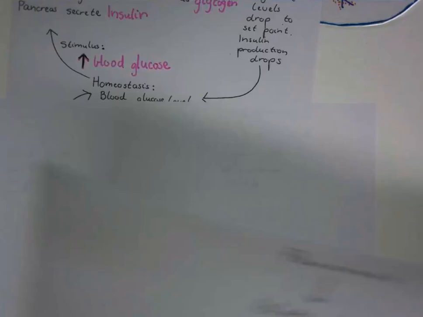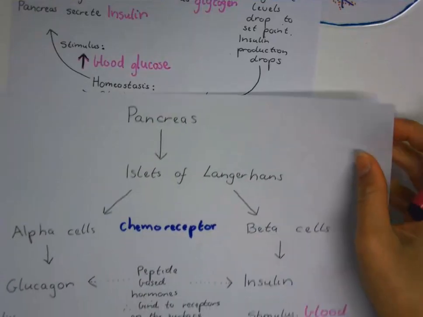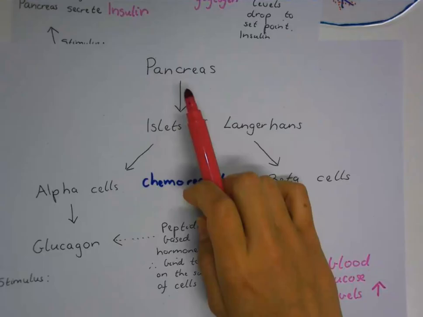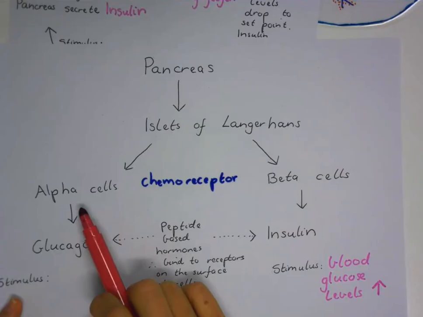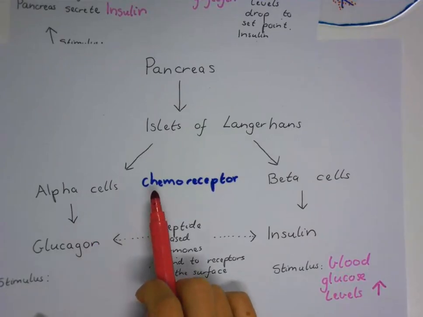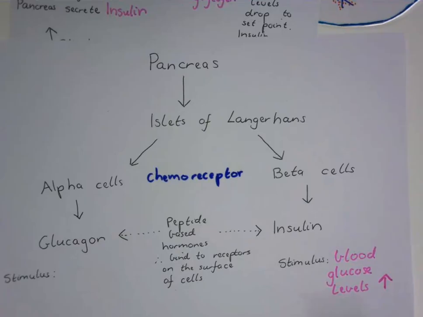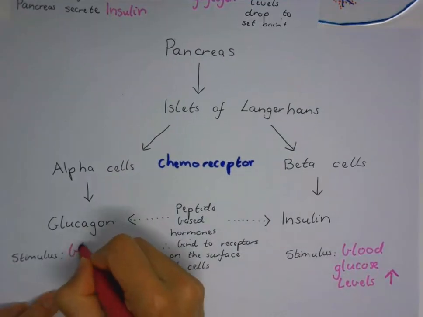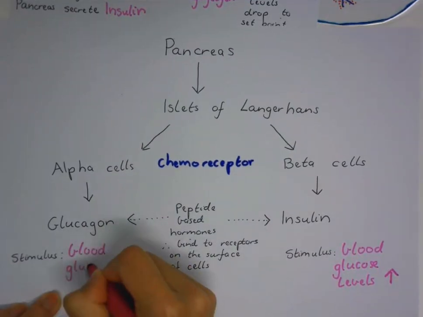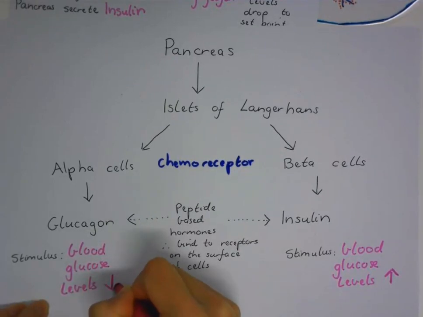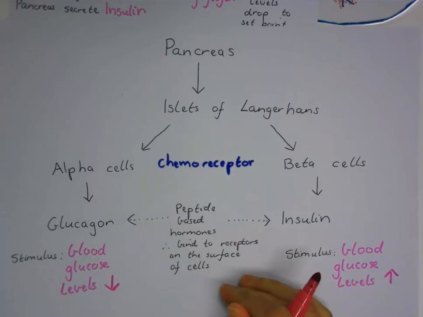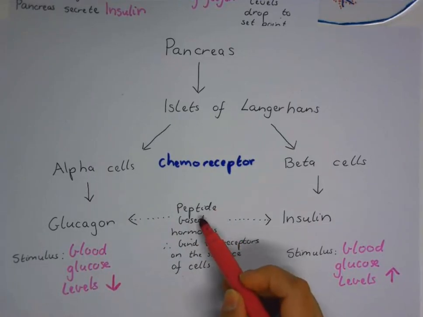So now let's discuss what happens when you've been fasting. Fasting is when you haven't eaten anything for a long time. Your islets of Langerhans, remember, also have alpha cells. These alpha cells are chemoreceptors, and they are stimulated by low blood glucose levels. So low blood glucose levels are the stimulus that causes alpha cells to produce the peptide-based hormone glucagon.